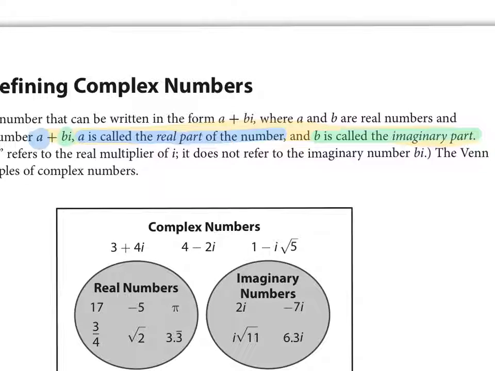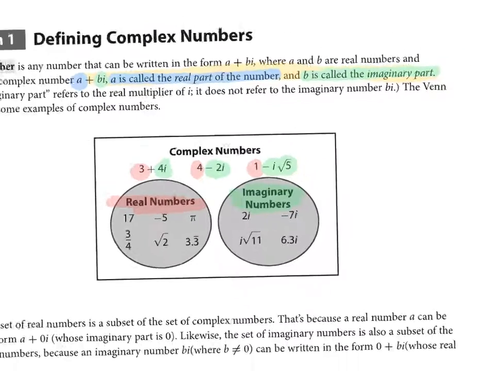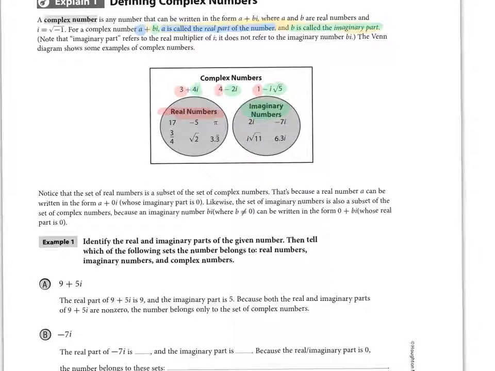So complex numbers are numbers like 3 plus 4i, 4 minus 2i, 1 minus i times the square root of 5. And each of the complex numbers has a real part. So my real part is, in the first one, 3. And the second one, it's 4. And the third one, it's 1. And these numbers also have an imaginary part, which is the 4i, the negative 2i, and the negative i times the square root of 5. So a complex number is one that's got both pieces in there. And that's what we're going to be working with today.